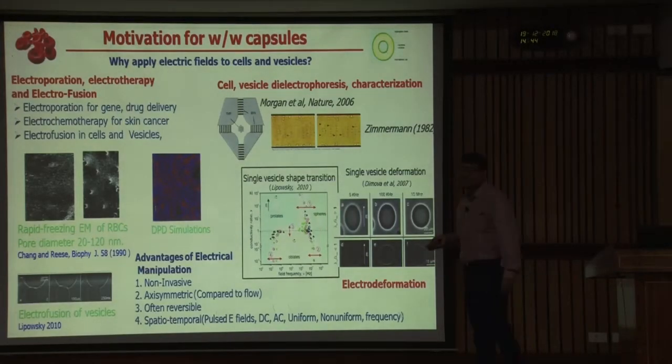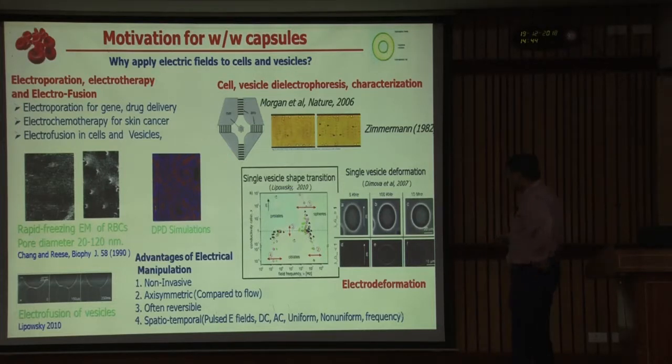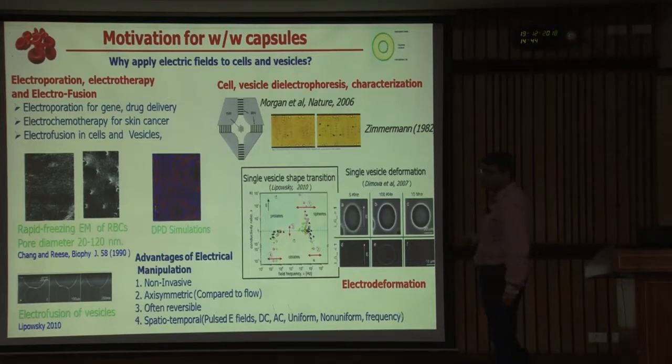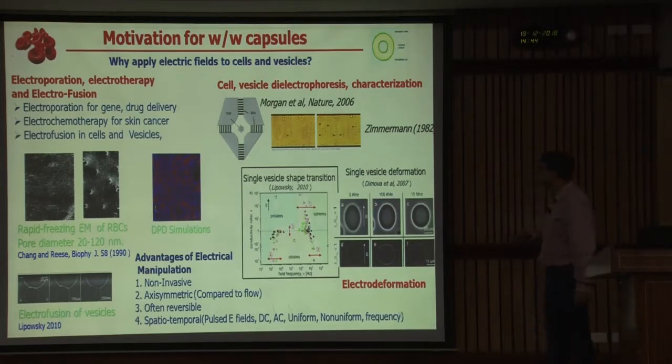And the best example, as I said, for water in water capsules are the red blood cells. They are more common with vesicles, which are basically bilayer membranes. And for the application of electric field in these capsules or vesicles, there are at least 3 main applications I can think of which are driving the research in this area.